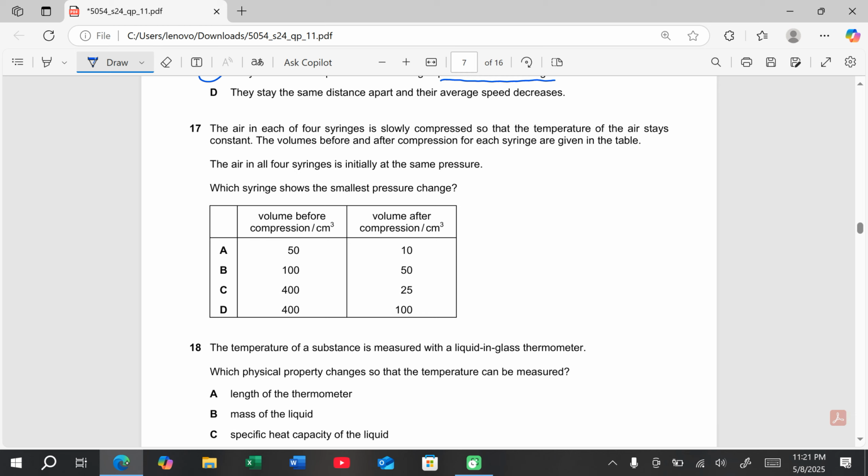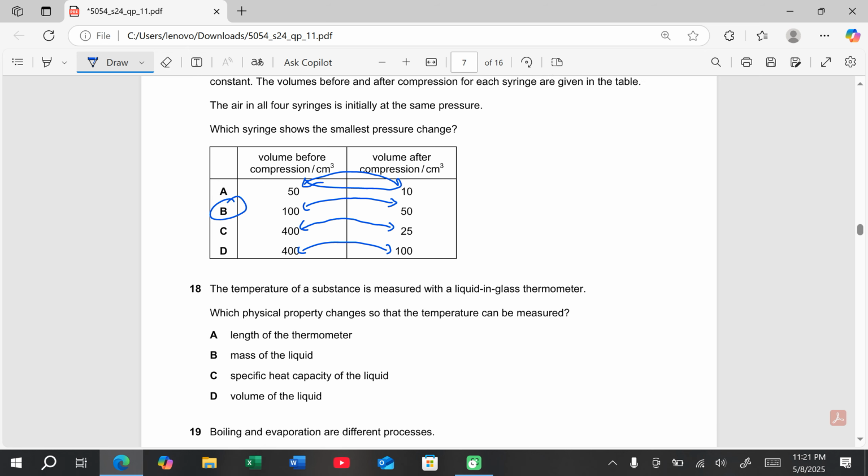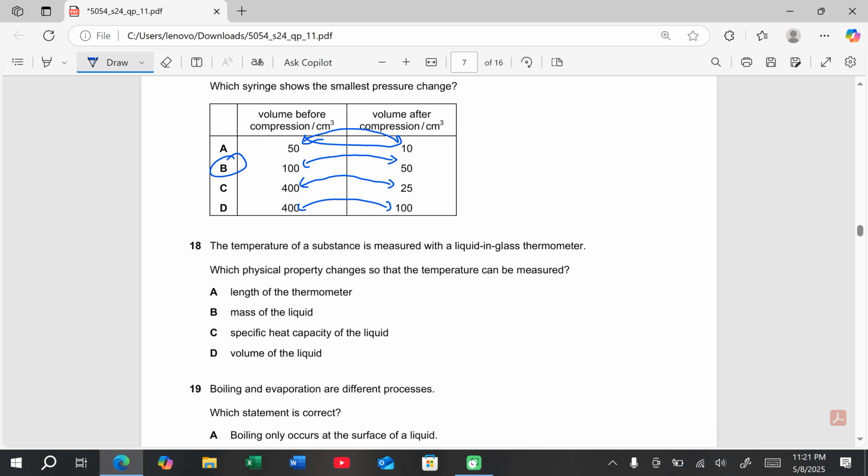If you see, this volume is decreased 5 times, so pressure will increase 5 times. This volume has been halved, so the pressure will be doubled. This is 8 times, so pressure will be 8 times. This is 4 times, so pressure will be 4 times. So the only one is B. The rest are all greater than half the value. Why I'm taking this, because volume is inversely proportional to pressure. If volume is decreasing by how many times, the pressure will increase by that many times.